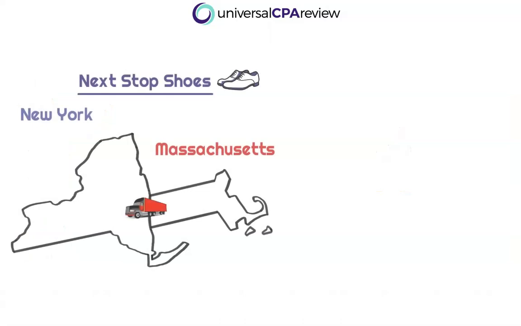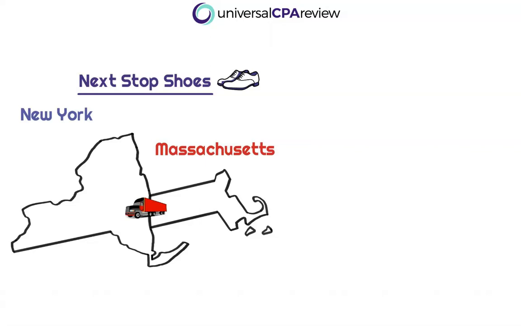So let's start by introducing you to our next company. This company is called Next Stop Shoes. Next Stop Shoe Company is a Boston, Massachusetts-based company, and Next Stop does their own distributions. So they're going to be incurring their own freight expense. And keep in mind, this is not the FAR exam, so we're not going to be talking about how this would be expensed in the financial statements.